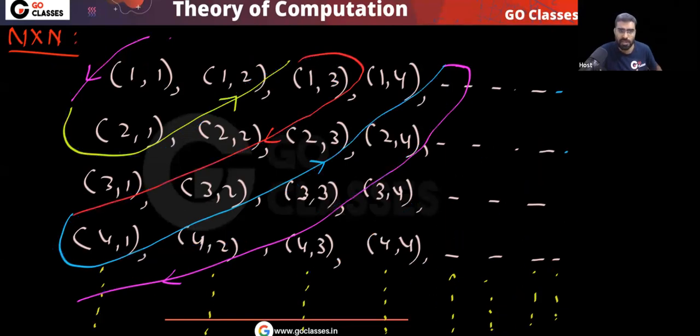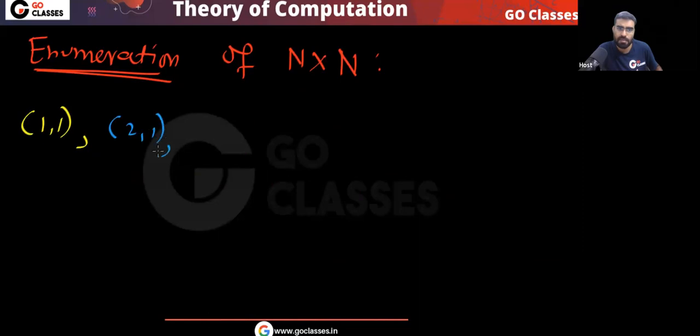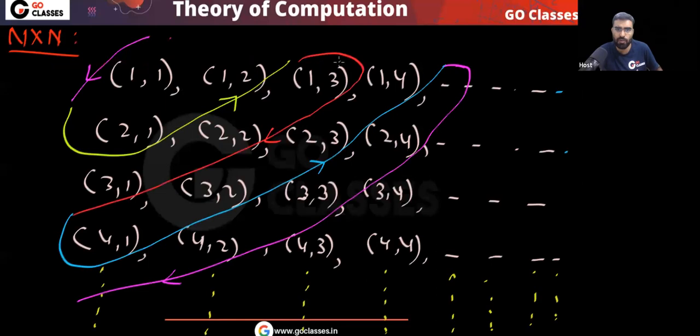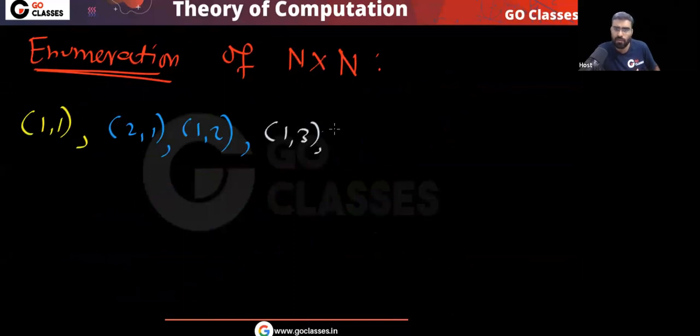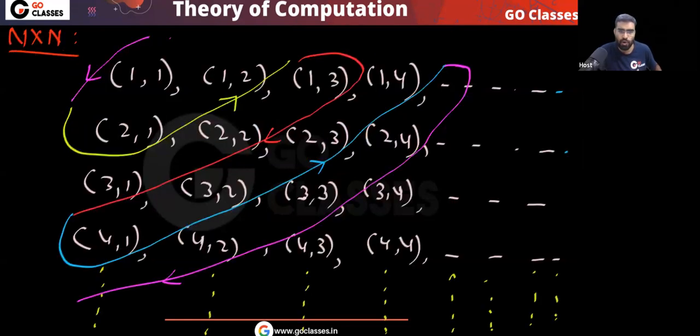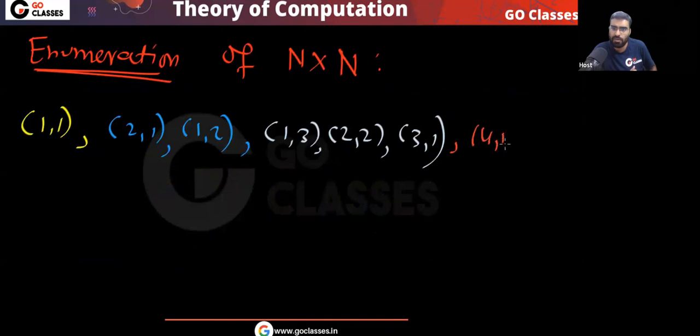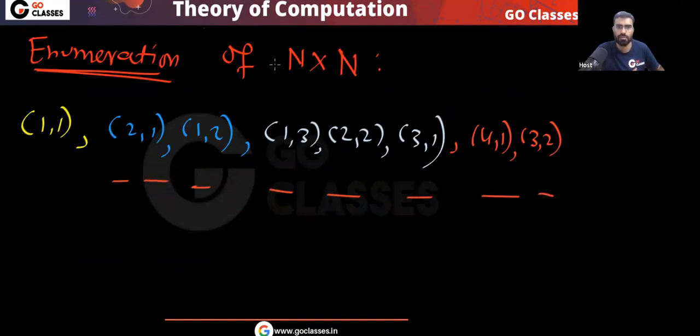First you are putting 1 by 1. Then you are putting 2 by 1. Then 1 by 2. Then what are you putting? Then you can see 1, 3, 2, 2, 3, 1. Then what are you putting? Then you are putting 4, 1, 3, 2, and so on. So that's it. Yes or no? So this is the enumeration.